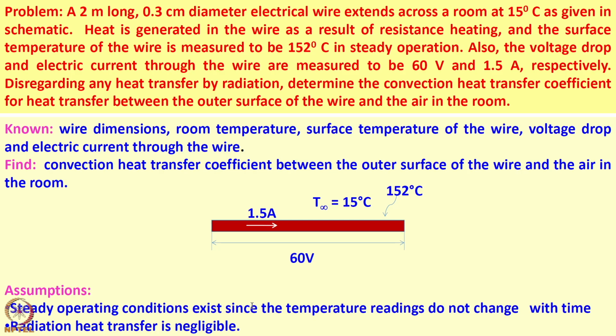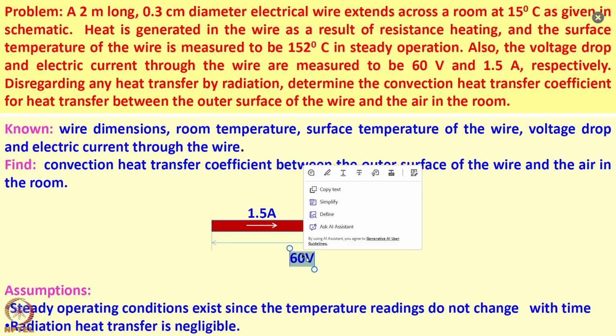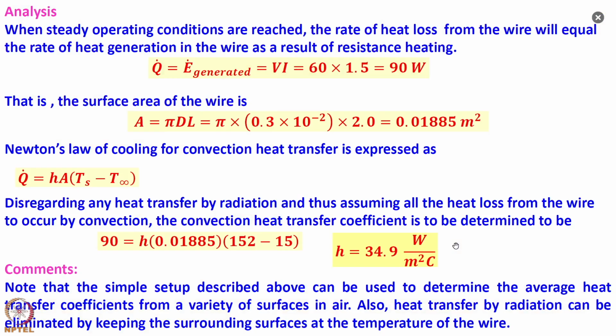So, we have the wire dimensions, the room temperature, everything which is known. If I just take a look at the schematic, this is the wire which is shown by the red here. You have a potential difference of 60 volt, current flowing is 1.5 amperes. So, you know the amount of heat that is generated, I squared R or V into I. V is known, I is known. 60 times 1.5 is 150 watt.